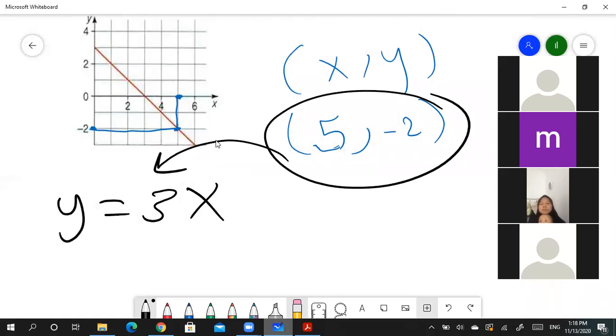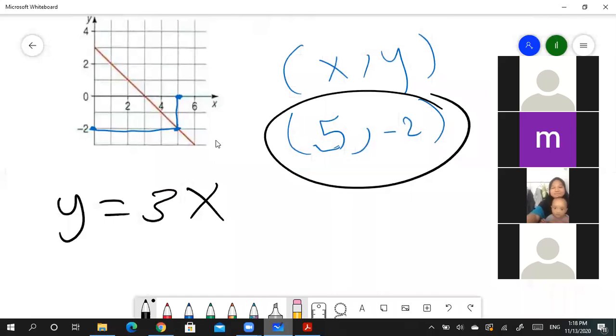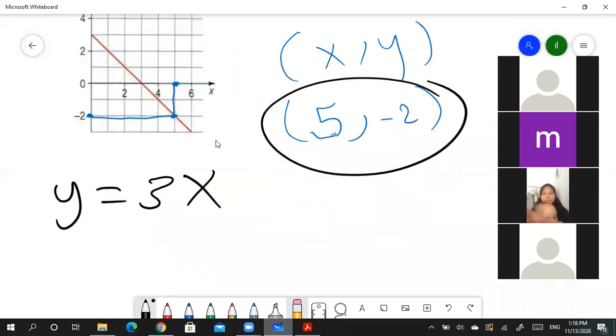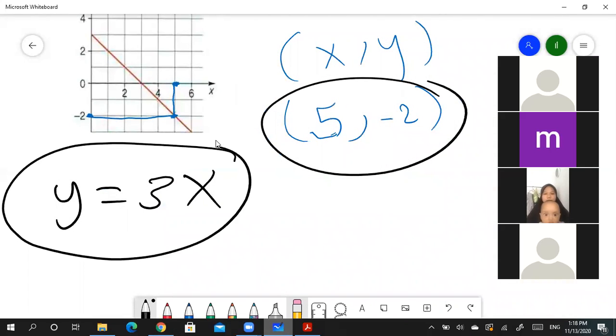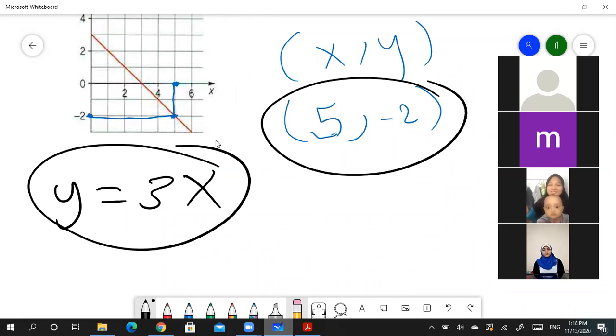For example, I give you an equation like y equals 3x, and you will see if this point satisfies this equation or not. So you can say if this equation is for this line or not, right? If this point satisfies this function, then this function will be the function of this line. If it doesn't satisfy this function, then this function is not the function of this line.